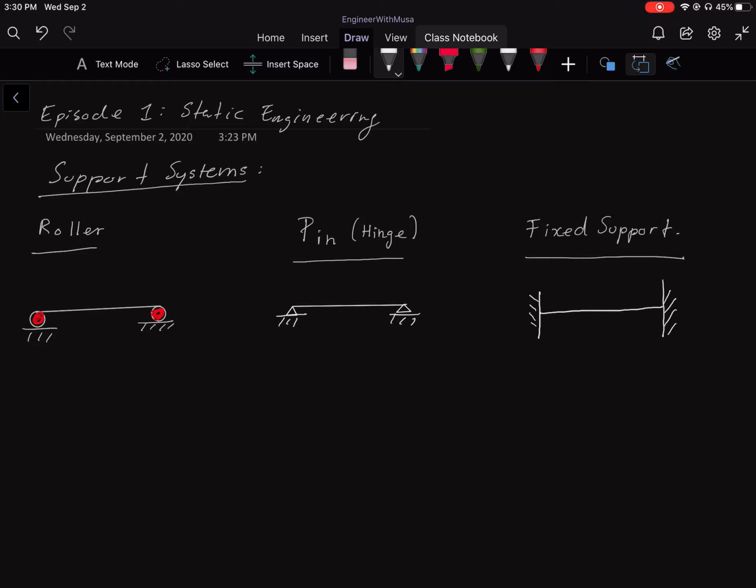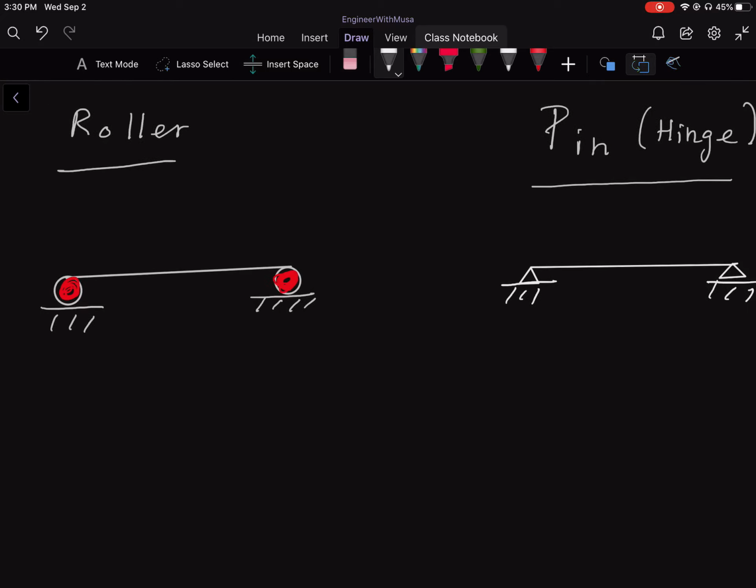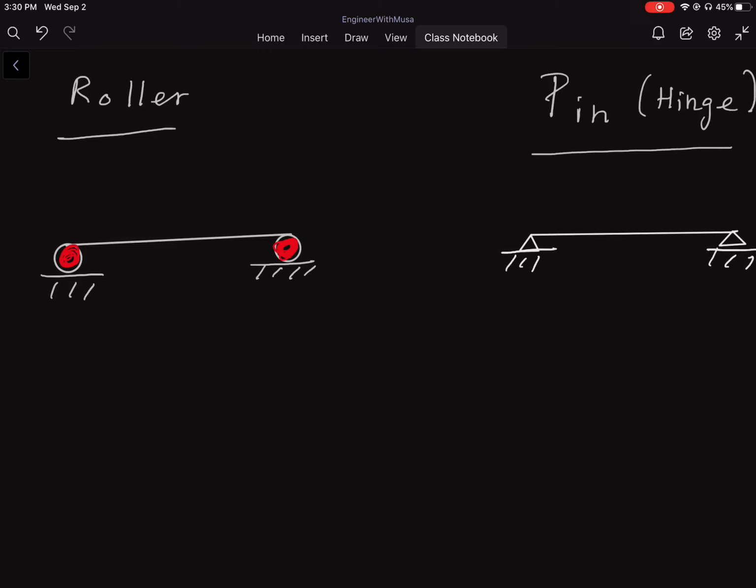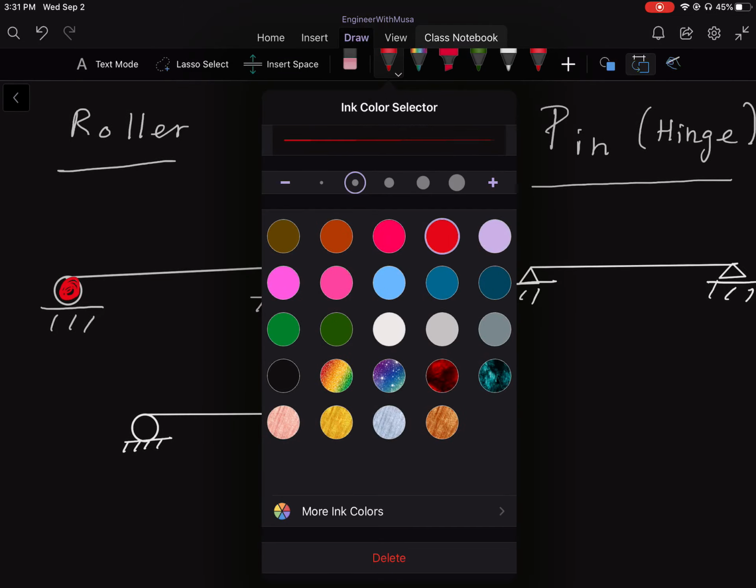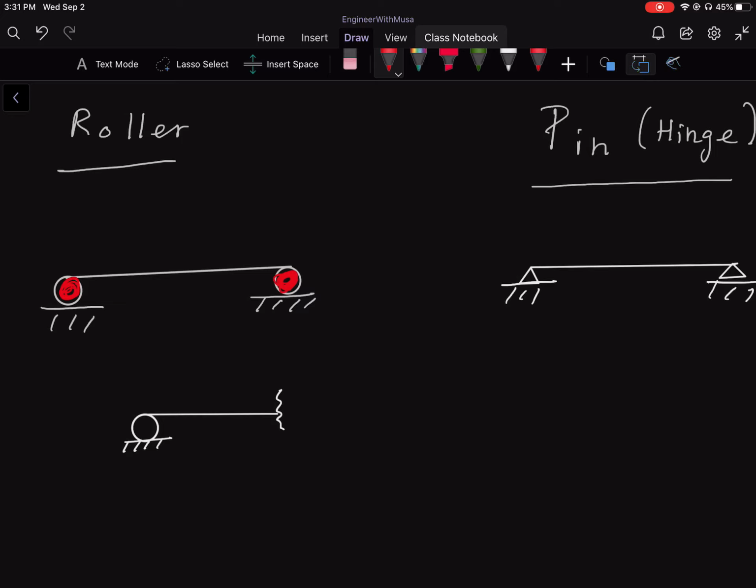Okay, so let's talk about the roller. Now the roller is a one-dimensional support, meaning that if I were to have a roller over here, and then there's a beam, we're going to pay attention to half of it. Then you have the ground that it is resting on. This roller is going to be supported in this direction only. Now, this is what we call a reaction.